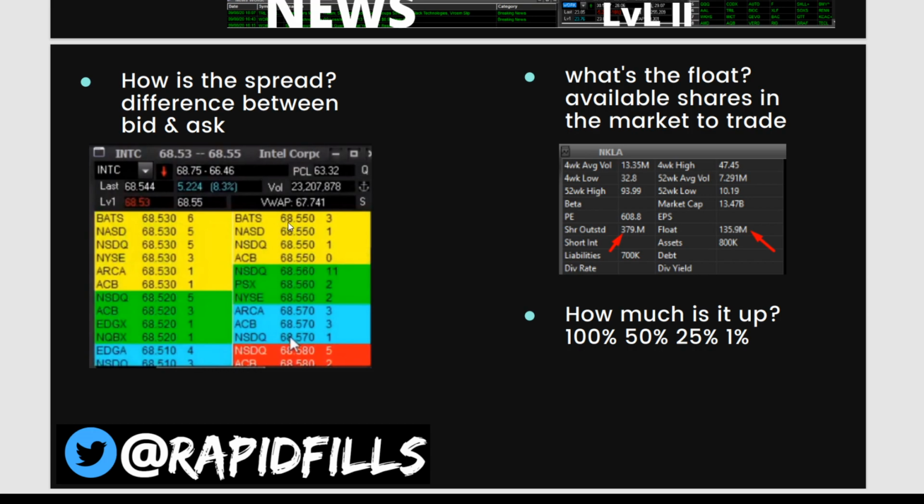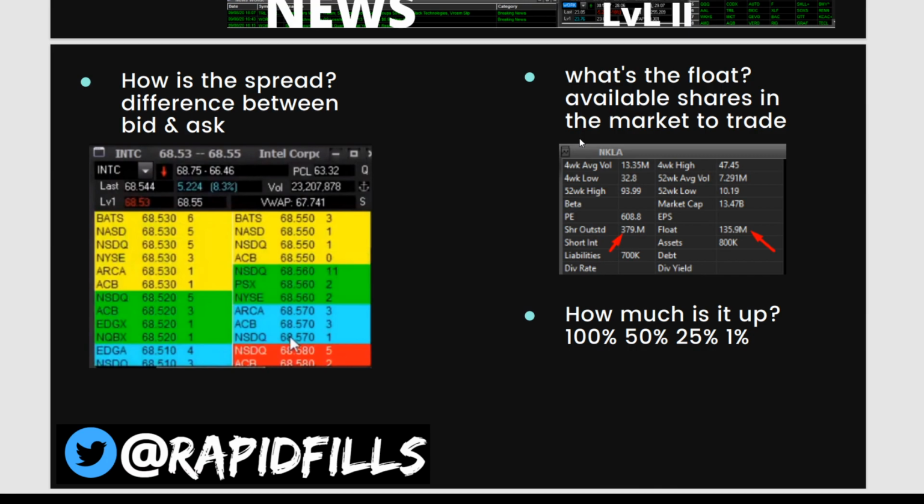But if the difference between the bid and ask is $1, that means if you hit the bid and you get filled, instantly you're down $1, which you don't want. Anyways, the float. This is something else that I really want to know, is the float.